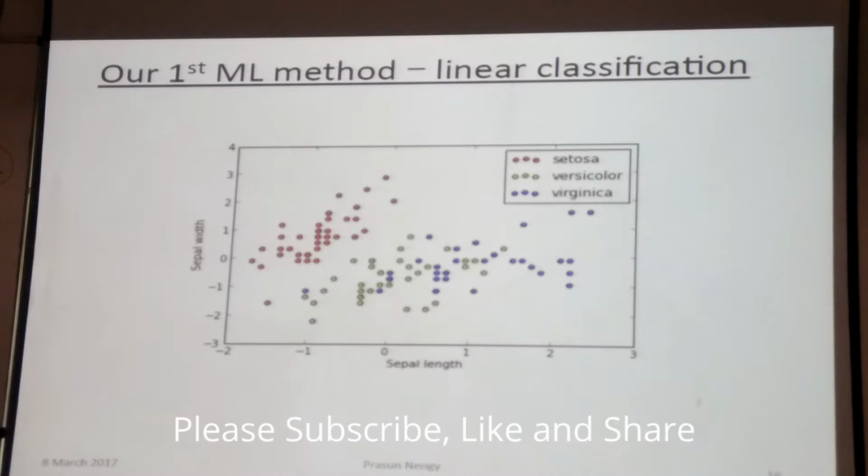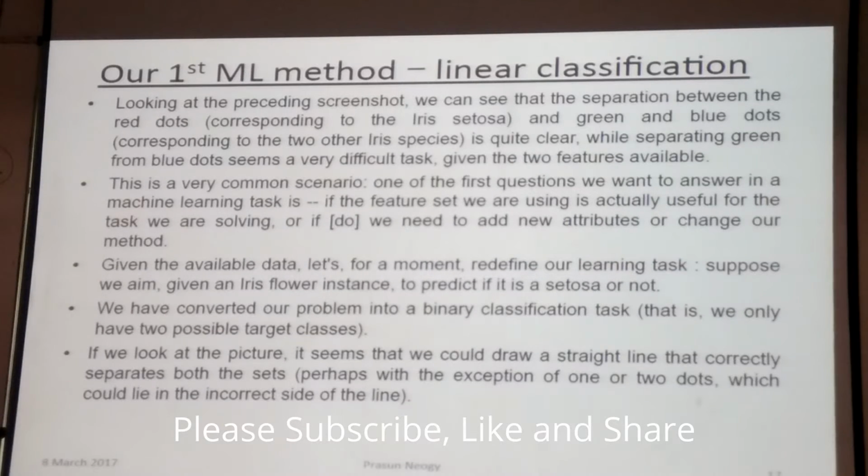Now, just by looking at this, you can see that the red ones are very clear. They are clustered in one area. But the green and the blue ones, most of them are clustered together. So, how to fit a line which represents the separation? That is the question. We can see that the separation between the red dots and green and blue is quite clear, while separating green and blue is a difficult task.